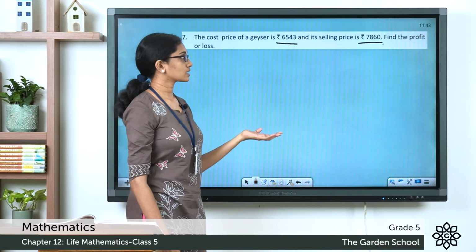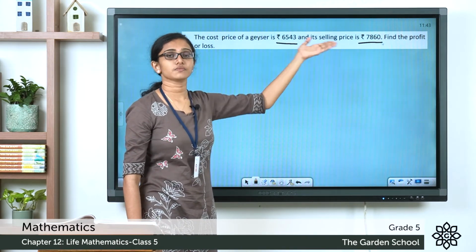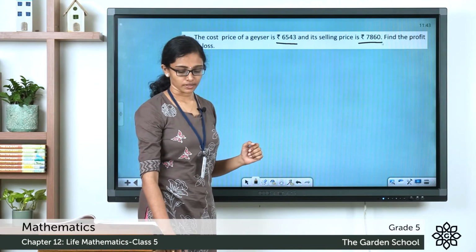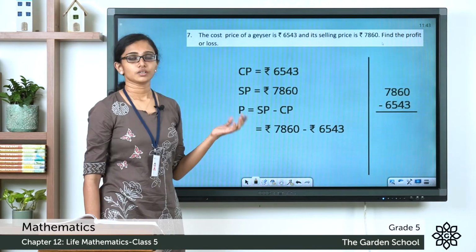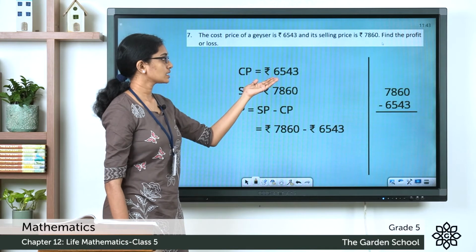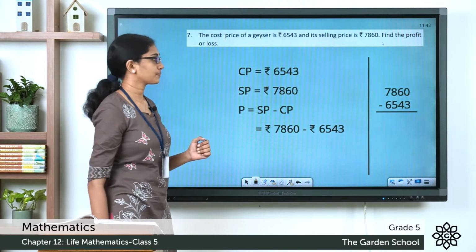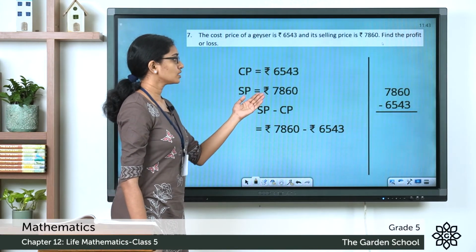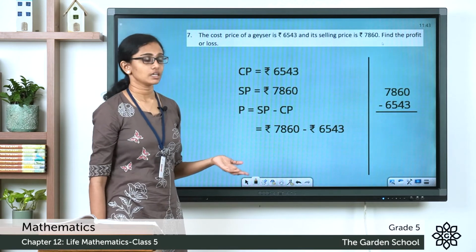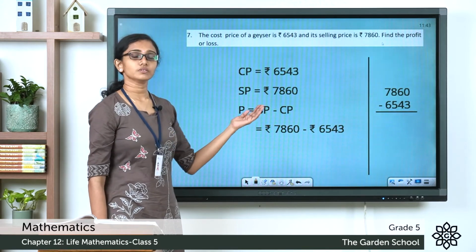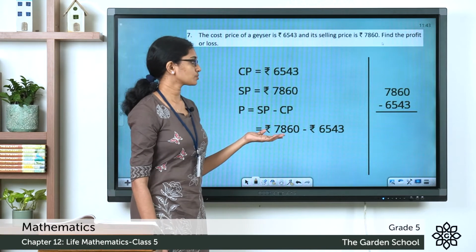Now how do we find it? If we subtract the cost price from the selling price, we get the profit. So let's see the steps. The cost price is equal to rupees 6,543 and the selling price is equal to 7,860. Now the profit will be equal to the selling price minus the cost price.